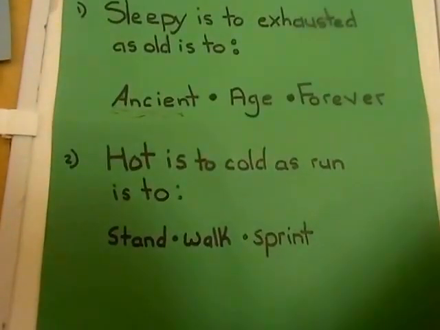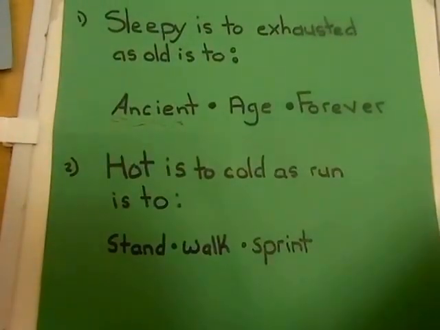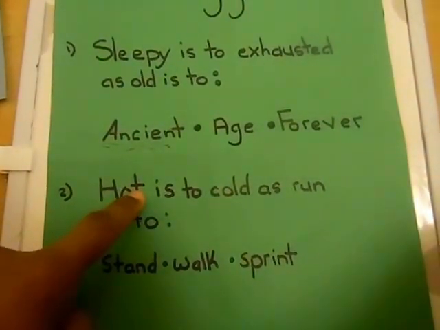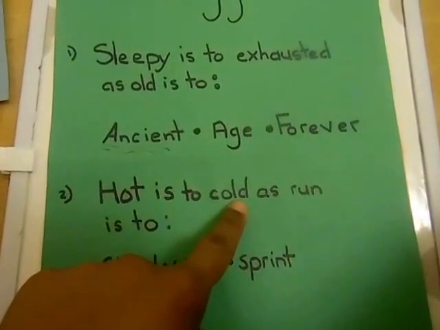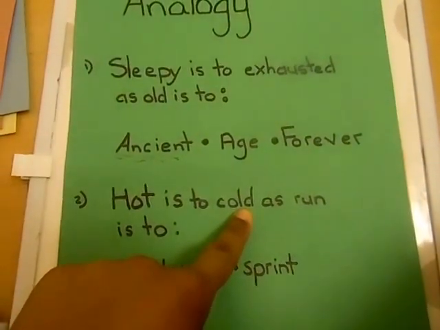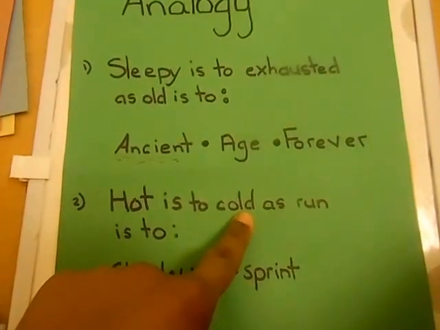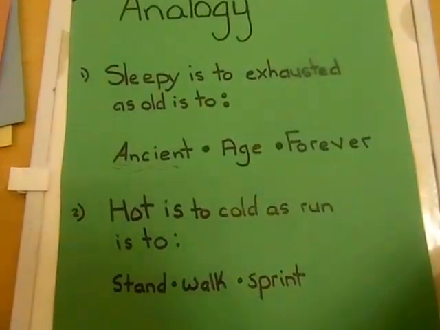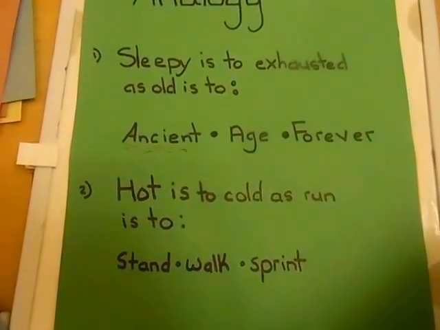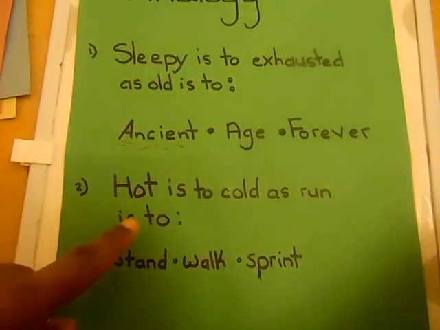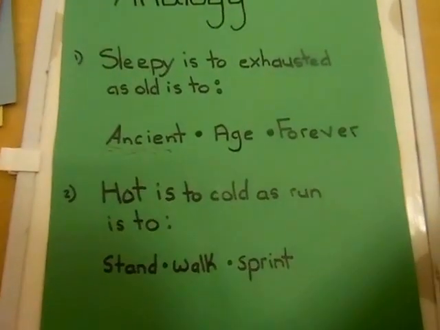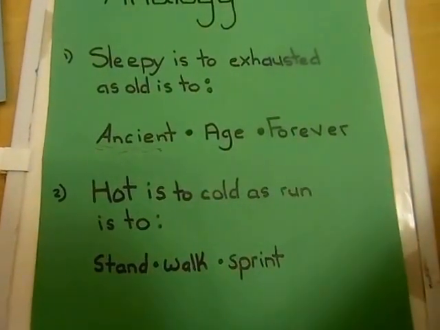Example number 2, hot is to cold as run is to. Okay, let's find the pattern. So hot and cold is opposite. Okay? And opposite is antonym. So we have to also find the same antonym or opposite pattern in the second pair of words.